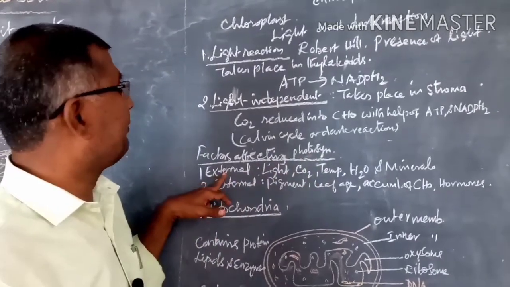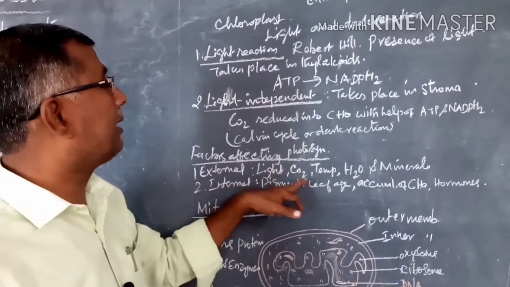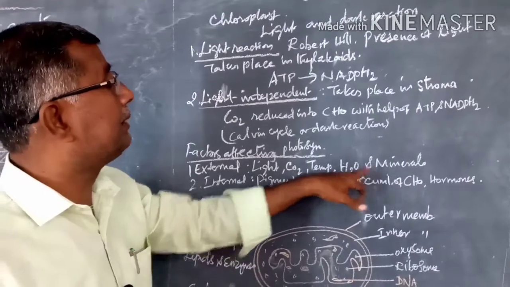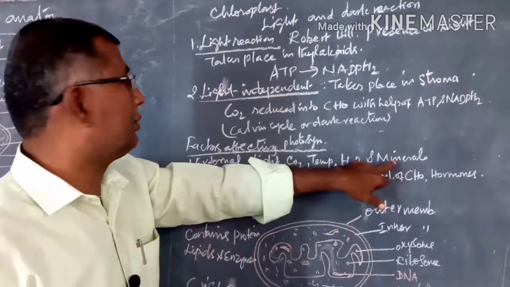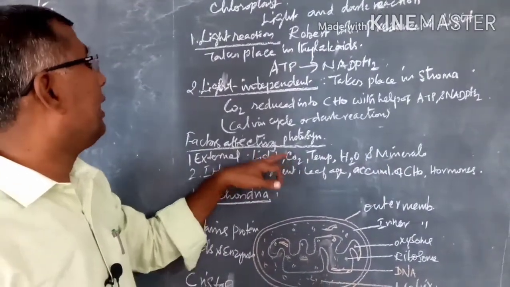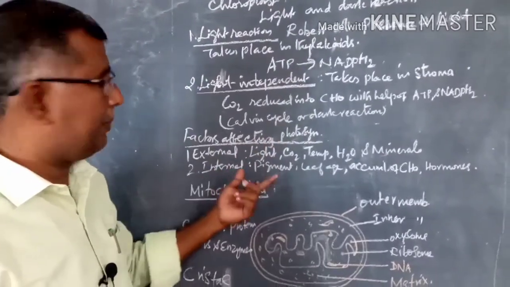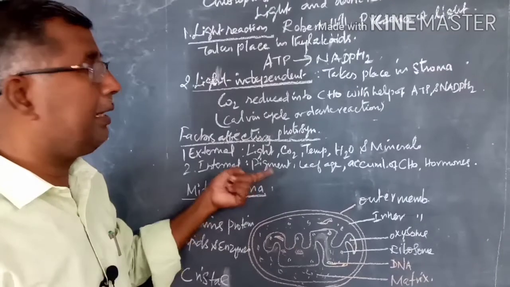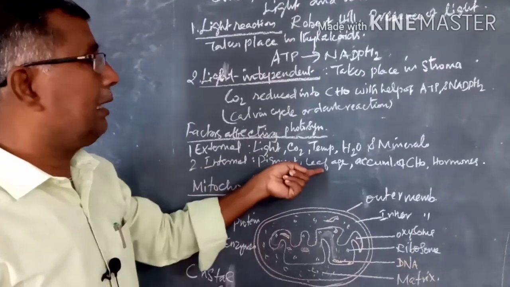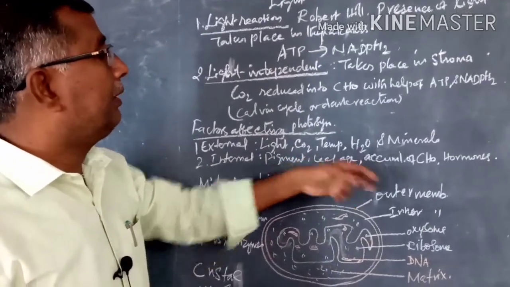What are the external factors? Light, carbon dioxide, temperature and minerals. So these influences are affecting photosynthesis. Internal factors: pigments, chlorophyll A, B and carotenoids. Then the age of the leaf.